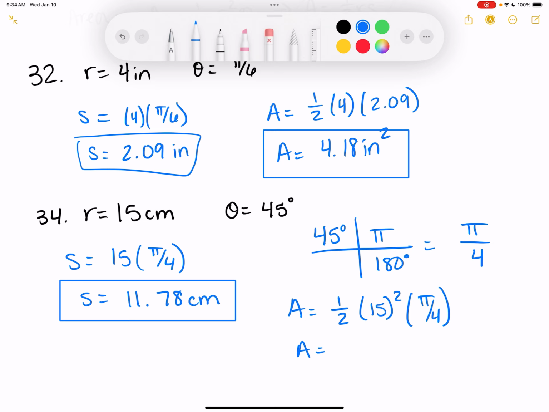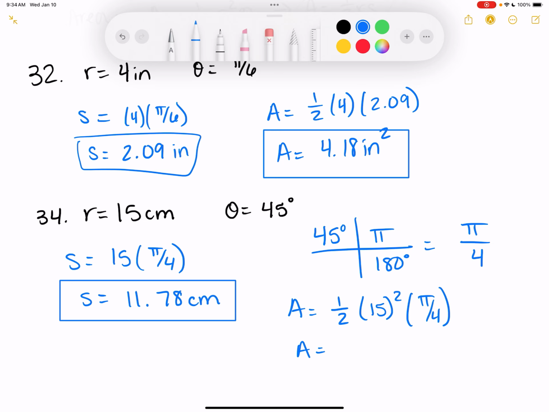Yeah, I said the most common thing that people get wrong is not converting the theta value to radians. The second most common is not putting units in terms of why points get taken off. All right, one more.